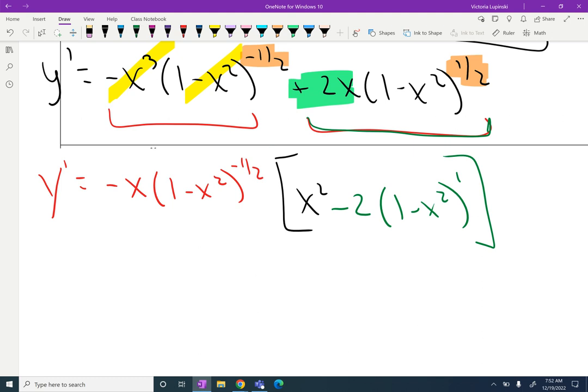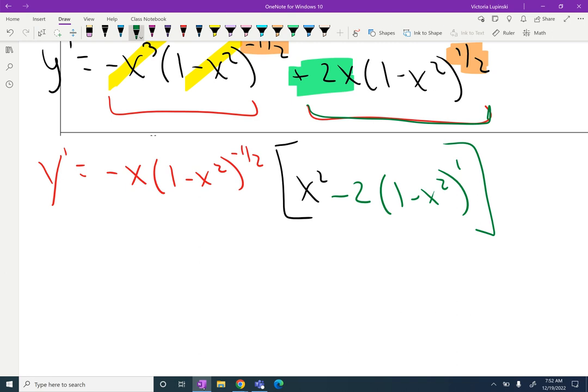Okay, so we're almost done now. Within here, let's just go ahead and distribute. So this is x squared minus 2 plus 2x squared.